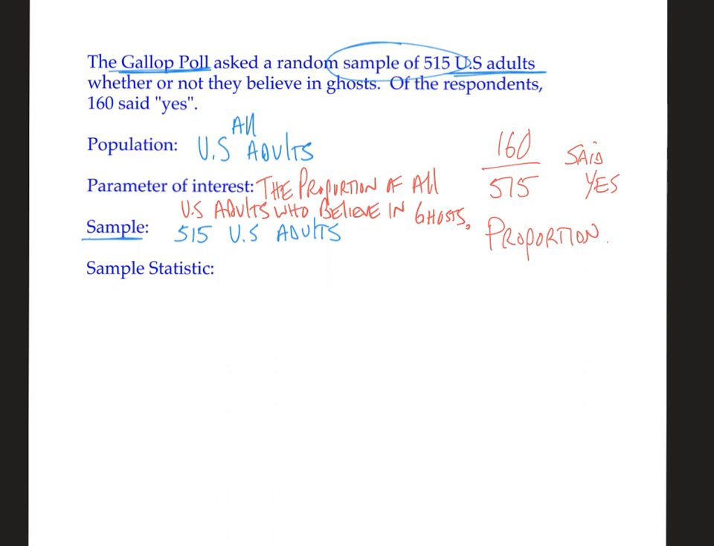Now, that is an unknown thing. We don't know what the proportion is for all United States adults. All we know here is what we got in our sample. Our sample statistic was a proportion. It was the 160 out of 515. But we need the correct symbol. So what symbol do we use for a sample proportion? We would use p hat. So we know p hat, the parameter of interest, the proportion of all U.S. adults who believe in ghosts, that would be p. So we know p hat, we're trying to estimate p.